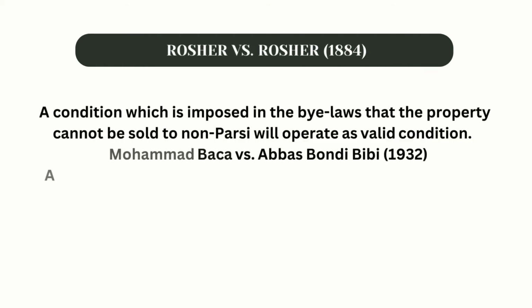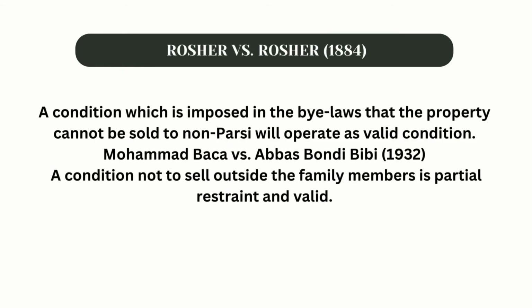A condition imposed in the bylaws that the property cannot be sold to non-Parsis will operate as a valid condition. Muhammad Becca versus Abbas Bandi Bibi, 1932. In this case, a condition that the property cannot be sold outside the family members is a partial restraint and was declared valid.